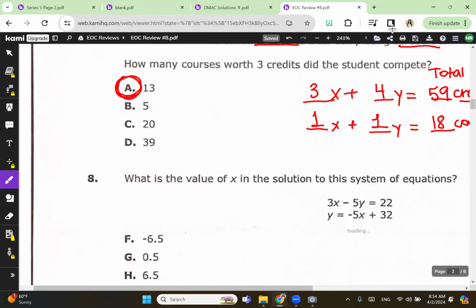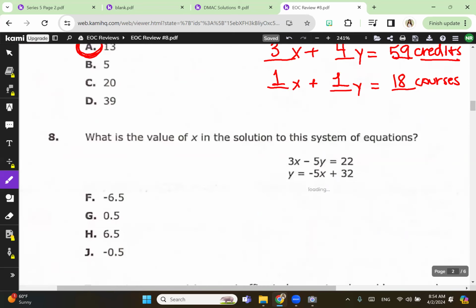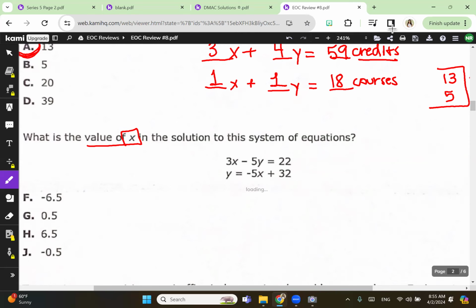All right, next one. What is the value of X in this solution? Now, this one, you have one that's solved for Y and one that is in standard form. What would you rather do? Move it to standard form or solve for Y on the first one? Standard form is probably easier. Because with this one, you would have to subtract X, then divide. With this one, you just have to move the X back. So instead of -5x, we're going to add the 5x.